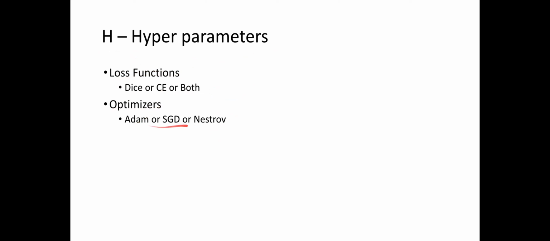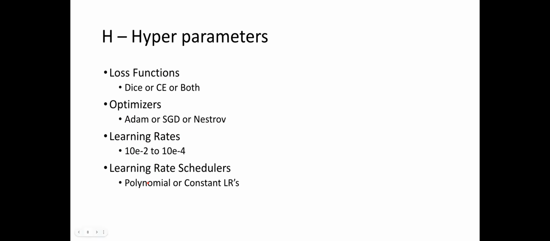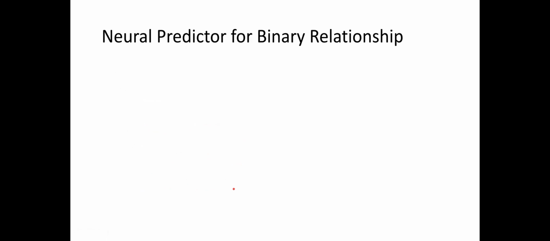Then the choice of hyperparameters. For loss functions, you choose either dice, cross entropy, or a combination of both. For optimizers, you can choose Adam or the following. You also choose the learning rate scheduler between these two: a polynomial learning rate or a constant learning rate. Learning rate schedulers mean that after some specific number of epochs, you reduce the learning rate based on a polynomial function or a constant function.